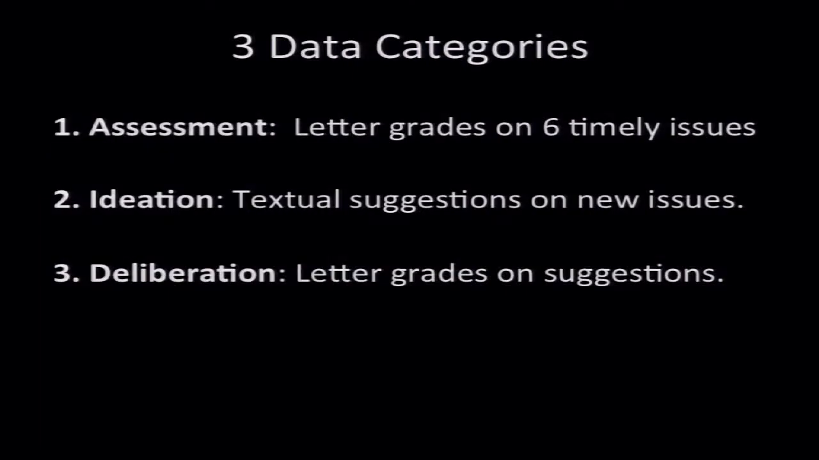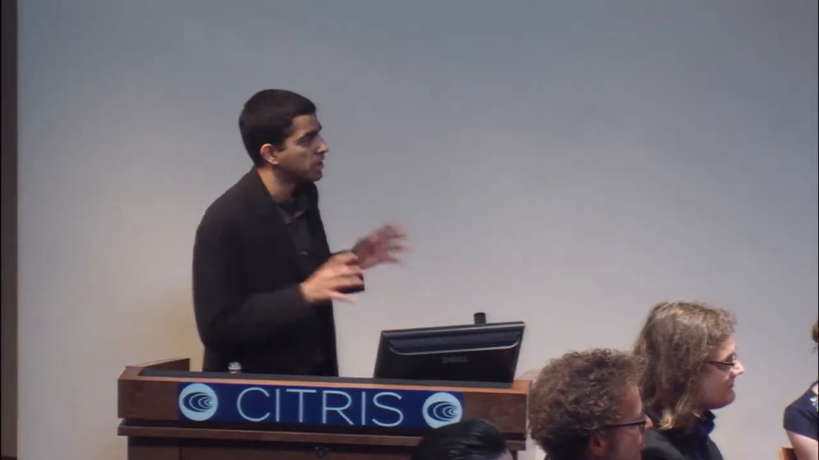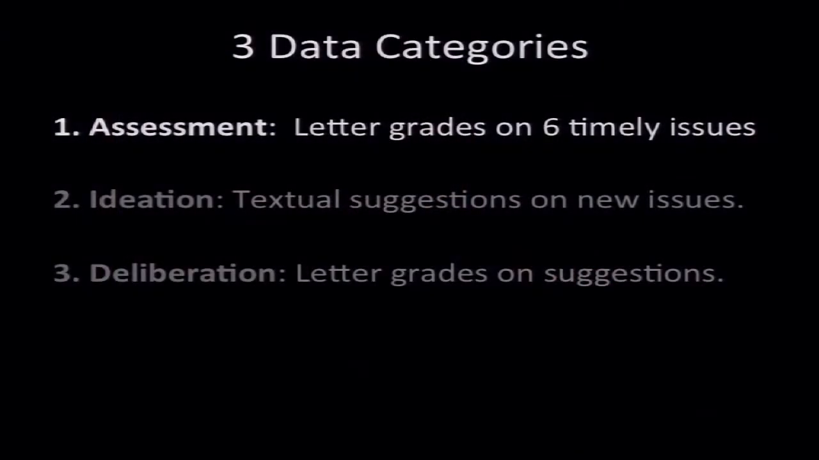I think that the California report card is interesting from multiple perspectives, but to me it was particularly interesting as a data science challenge, in that we had 3 different types of data coming from this report card. We have assessment data, where participants are leaving grades on 6 initial issues. Then we have ideation, where participants are suggesting new issues for the future report card. And then we have deliberation, where we're getting more quantitative data to synthesize the suggestions we've gotten in the ideation section. Really our insights are coming from correlating all of these different types of data together and looking at them jointly. So I'm first going to go into the assessment section.